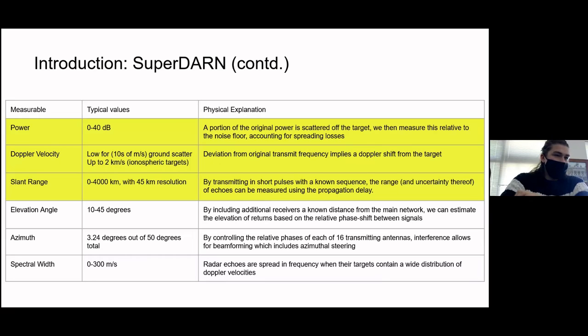The Doppler velocity is whatever the radar hits. If it's moving towards or away from the radar, it will put a Doppler shift on the frequency. And usually if it hits the ground, it's basically 0.